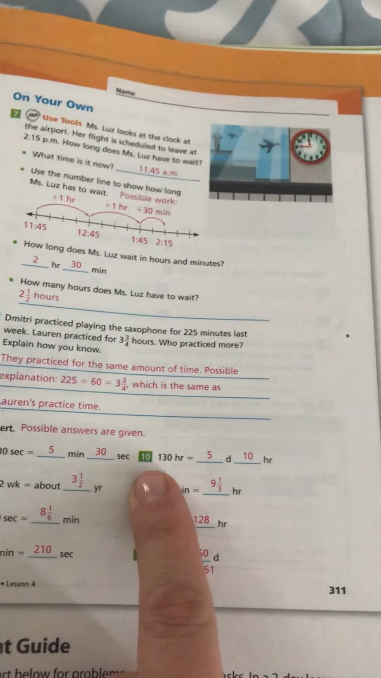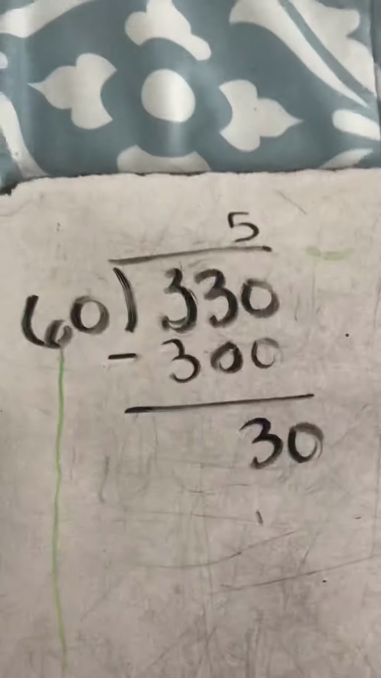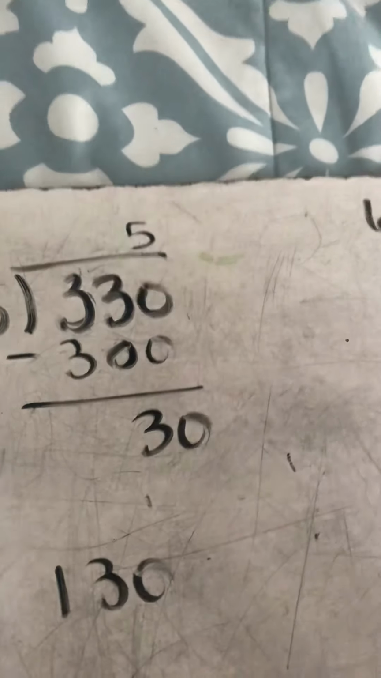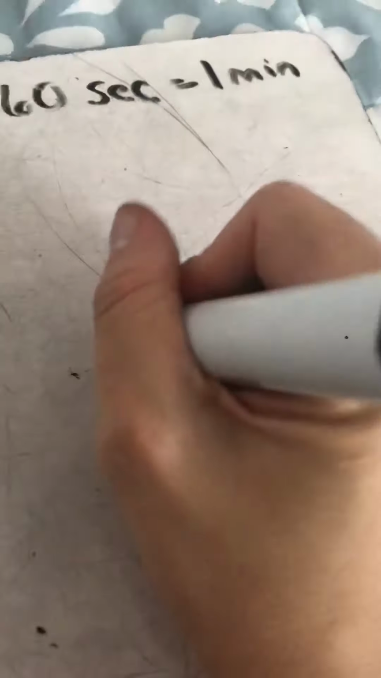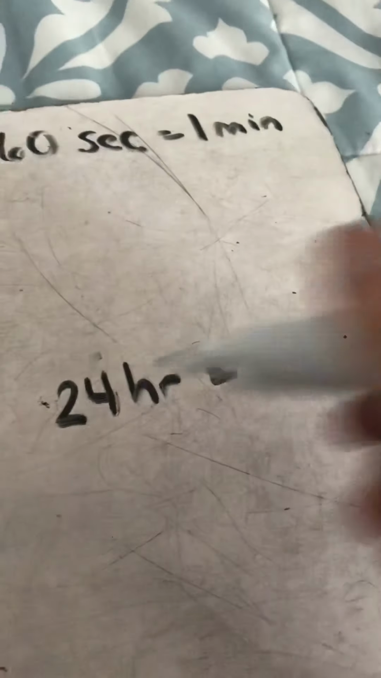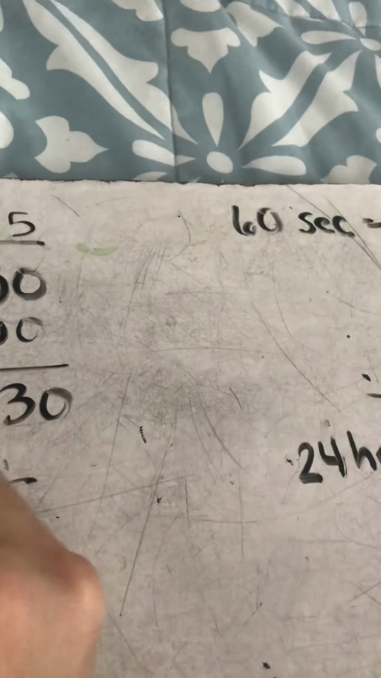Now we're going to move on to number 10. We're going from 130 hours to days, and there's going to be some leftover hours. So I'm going to write that down. 130 hours is what I'm working with, and I want to make them into days. So how many hours are in a day? 24 hours in 1 day. Okay, so what is the relationship? We're going from 24 to 1. We are dividing. So I'm going to divide 130 by 24.